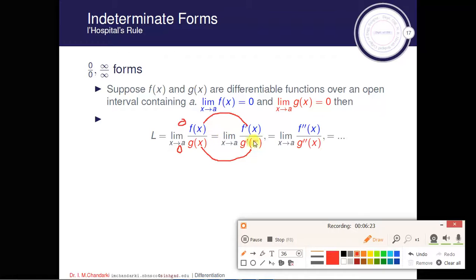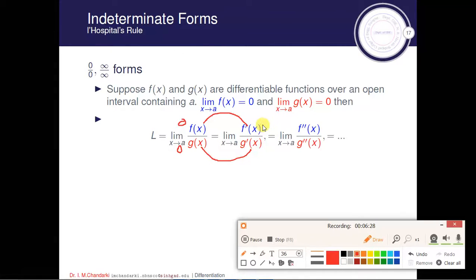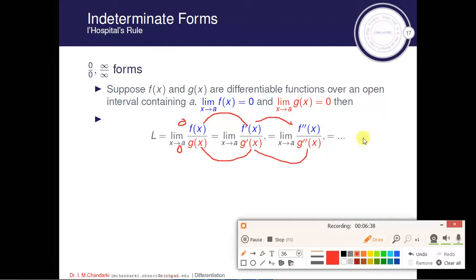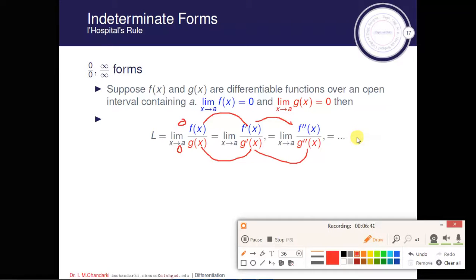If the same situation continues, that is you are getting 0 by 0 or infinity by infinity, differentiate again. So the derivative of f dash is f double dash and the derivative of g dash is g double dash. If you again come out with an indeterminate form, continue the same thing until we get a determinate form. Once we get a determinate form, we are through. Let us see this with the help of one example.